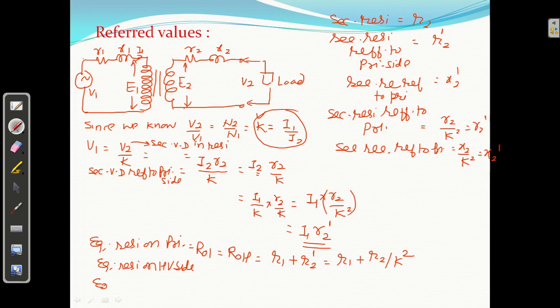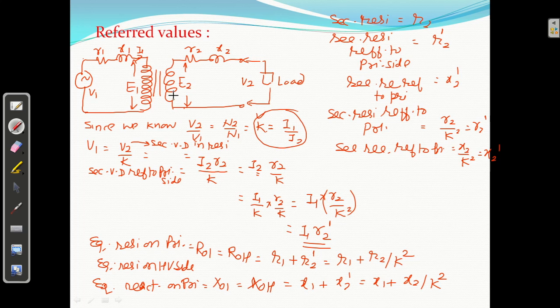Similarly, equivalent reactance on primary, that is X01 equal to X0H है, हाई वोल्टेज साइड है, प्राइमरी साइड इक्वल टू ऑलरेडी X1 था प्लस X2 डैश, इक्वल टू X1 प्लस X2 बाई K स्क्वायर, इन दिस वे. Clear? So secondary quantity, if you are referring towards the primary side, you can get it.